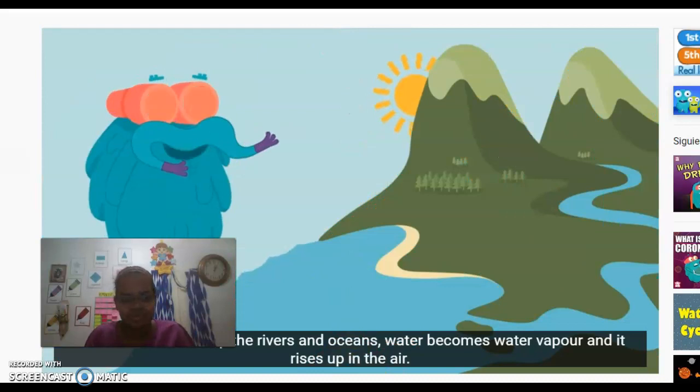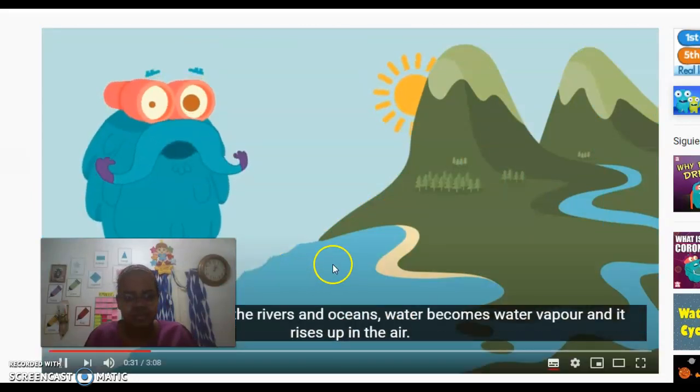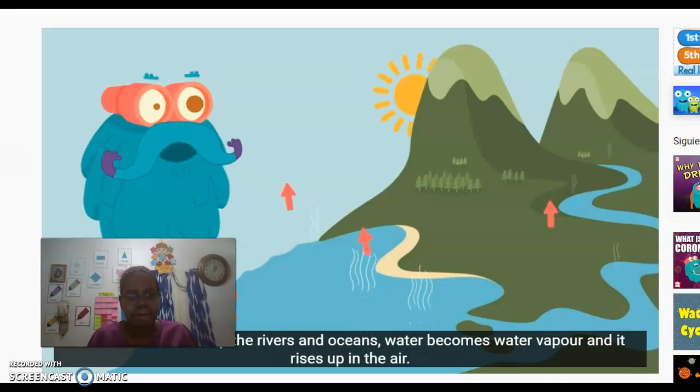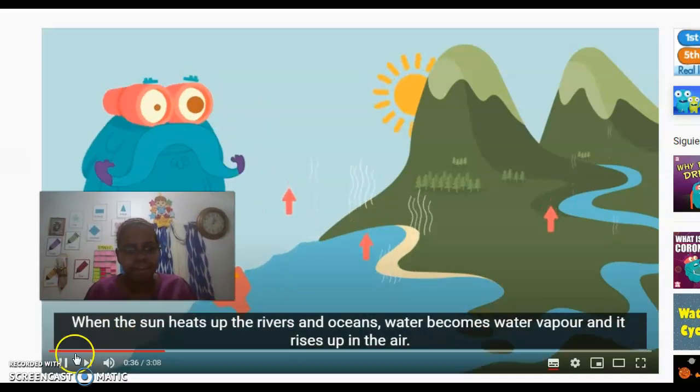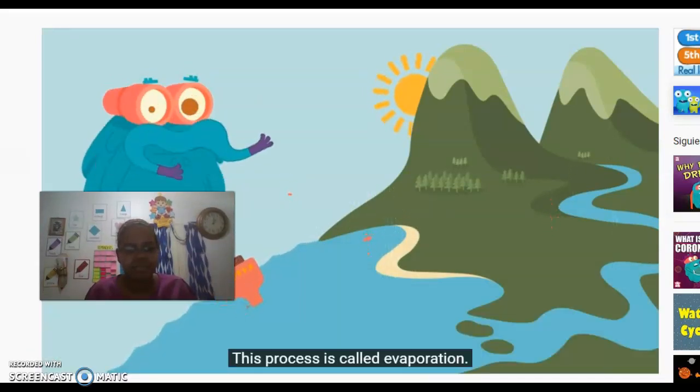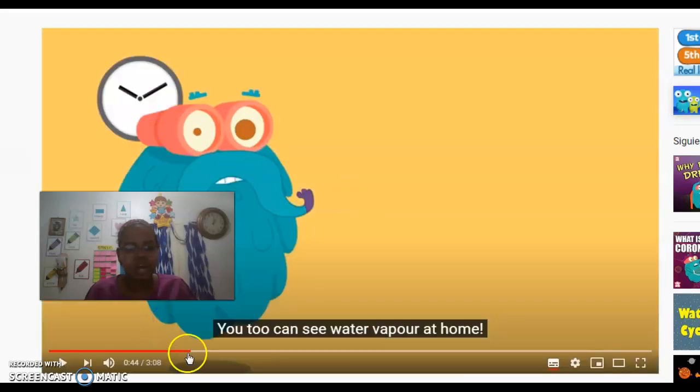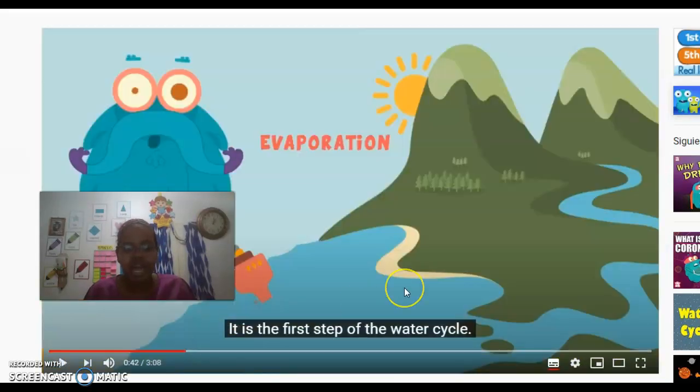When the sun heats up the rivers and oceans, water becomes water vapor and it rises up in the air. This process is called evaporation. So, the first step of the water cycle is called evaporation. This is where the water from the lakes and the oceans rises to the sky, and because of the light of the sun, becomes vapor.